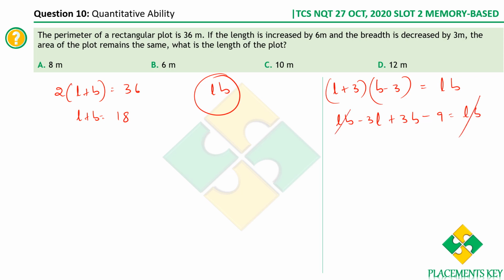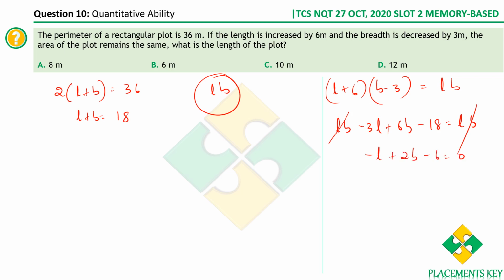Sorry, the length is increased by 6, right? Let me simplify this again, just to avoid confusion. L plus 6 and B minus 3. So you get LB minus 3L plus 6B minus 18 is equal to L into B. So these two get cancelled. If you divide this by 3, we get minus L plus 2B minus 6 is equal to 0.